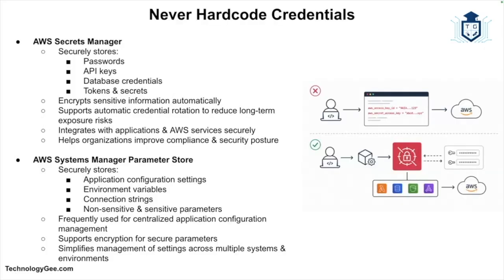All right, next let's talk about how you should never hard code credentials. So one of the biggest mistakes that beginners make is putting credentials directly into code. So instead of doing that, you want to use stuff like AWS Secrets Manager, where this can store sensitive data like passwords and API keys, and it can automatically rotate credentials. And then you also have this thing called AWS Systems Manager Parameter Store, where this can store configuration data securely. And this is often used for application settings.